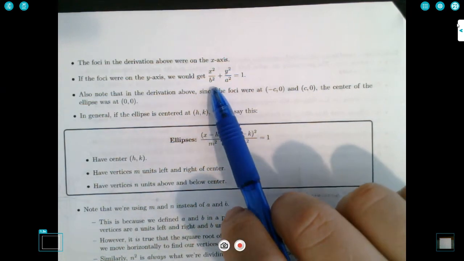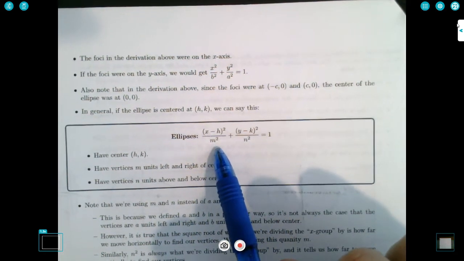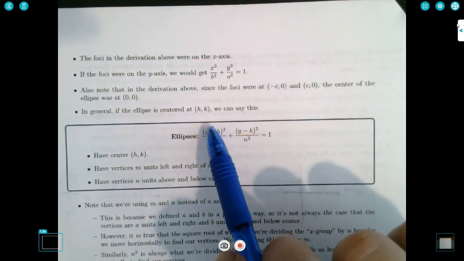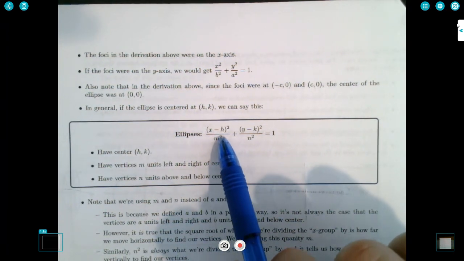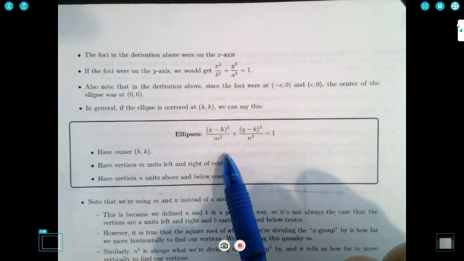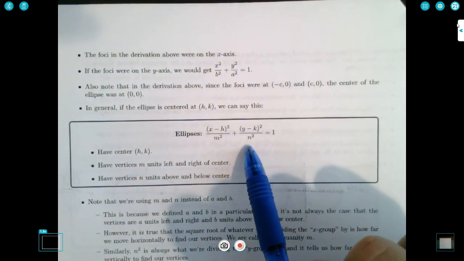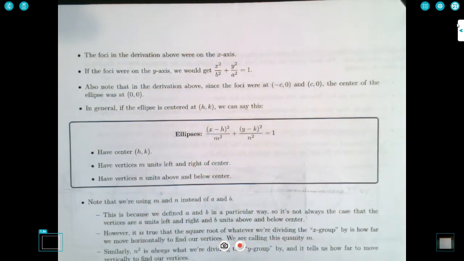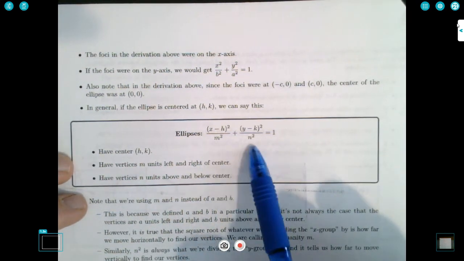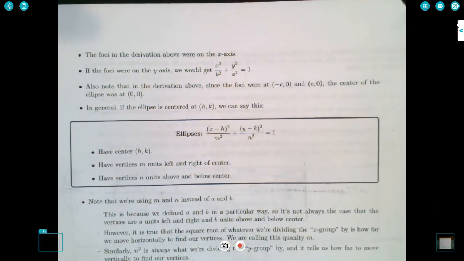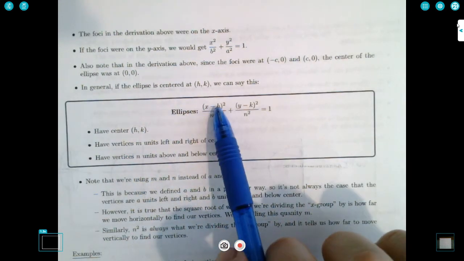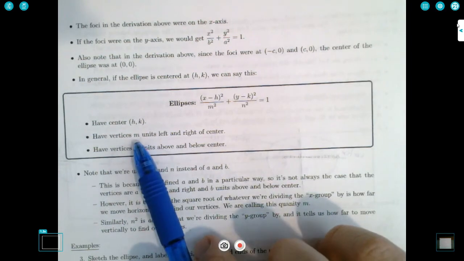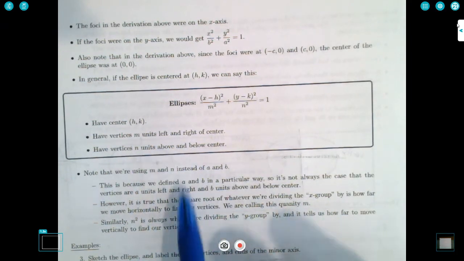But for the purposes of graphing, it's convenient to just think of whatever you're dividing the x group by as how far you're going to move left and right of center, whether it's the major axis or the minor axis, it doesn't matter. You're going to have points m units left and right of the center, and points on the ellipse n units above and below the center. I like to use this convention because it makes it easier to graph. This ellipse has center (h, k). Again, h goes with x, k goes with y. Change the sign on both of them. They have vertices m units left and right, and n units above and below the center.